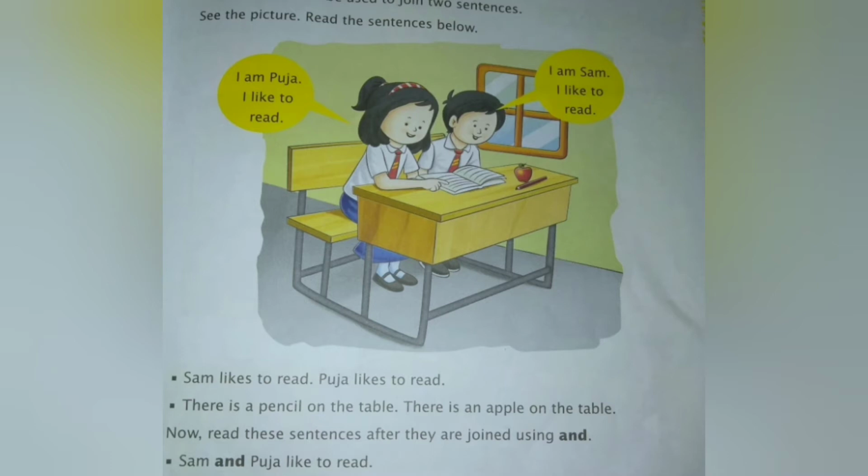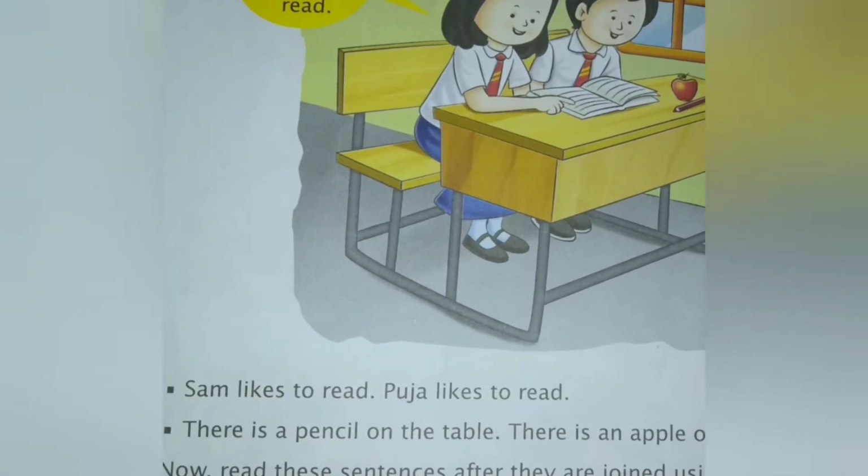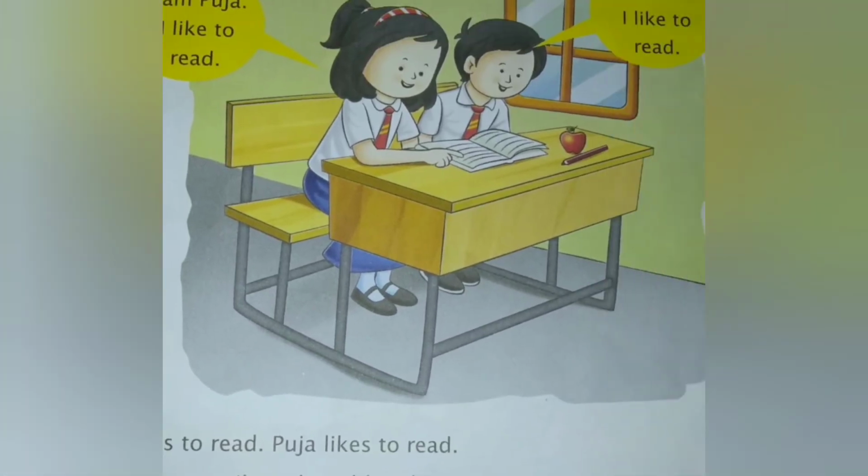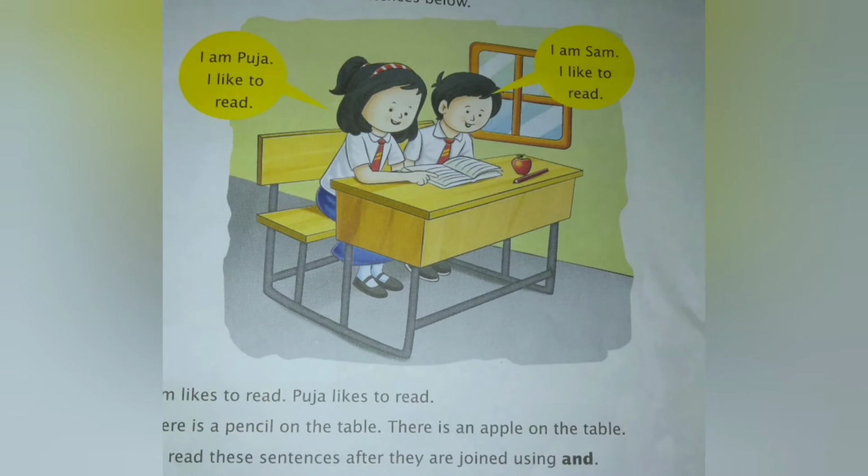So they are writing like Sam and Pooja likes to read. That's all. Then next, there is a pencil on the table. There is an apple on the table. See, on the table, what and all is there? Pencil as well as apple as well as book. Let's take that too. Book, a book. So what and all is on the table? Book, pencil and apple. So the common thing is that they are all on the table. But the things are different even though they are all commonly on the table.